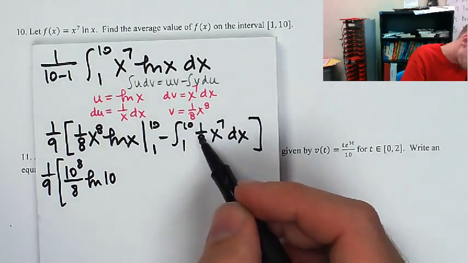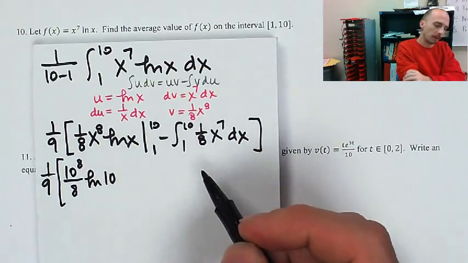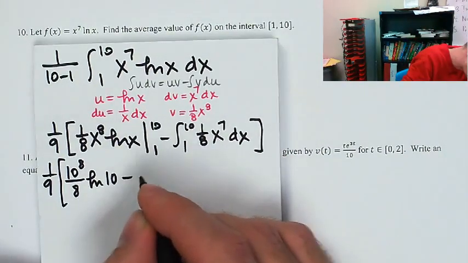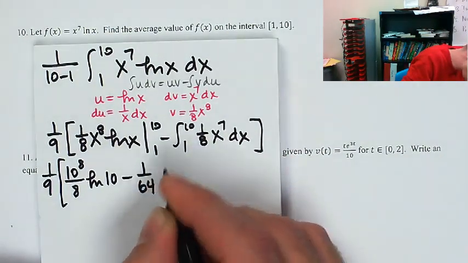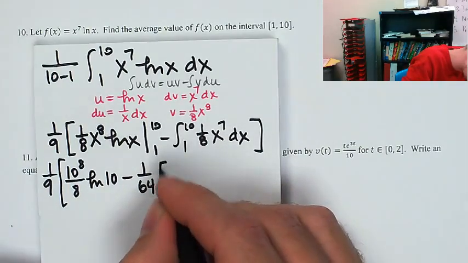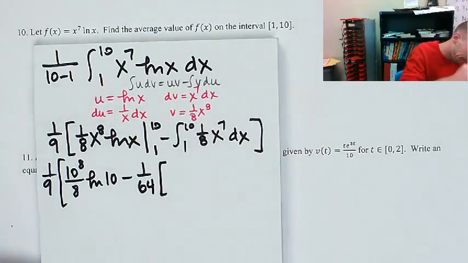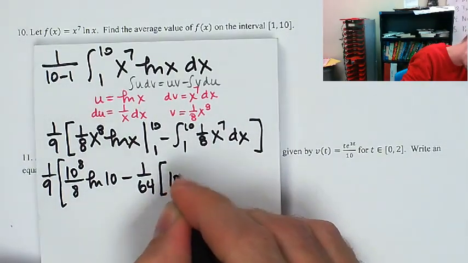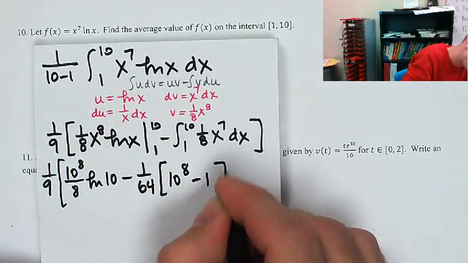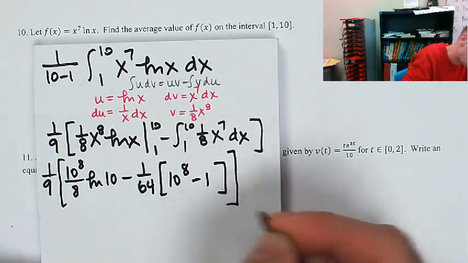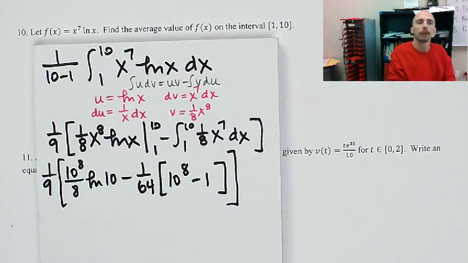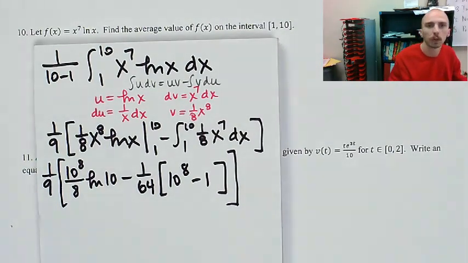Minus the integral from 1 to 10 of this. So add 1 to the power, divide by the new power. That's minus 1 over 64 x to the 8. And then that'll be 10 to the 8 minus 1 to the 8. And that's going to be the average value. Okay, that was a little intense, but it's something that we can do.